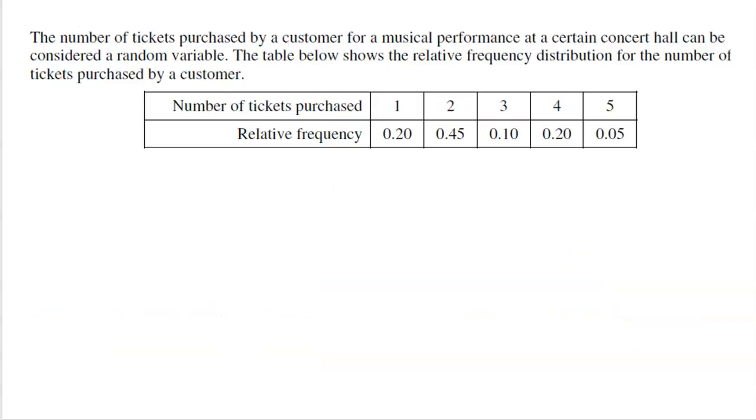So let's look at one really quickly here. The number of tickets purchased by a customer for a musical performance at a certain concert hall can be considered a random variable. How many tickets are you going to purchase?